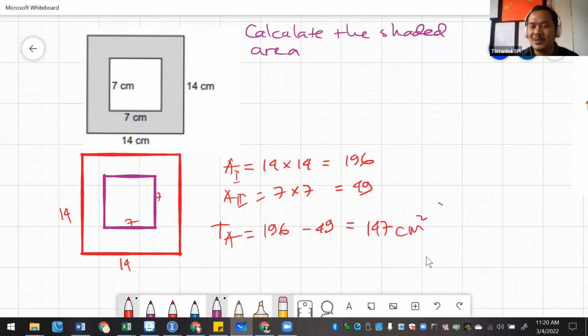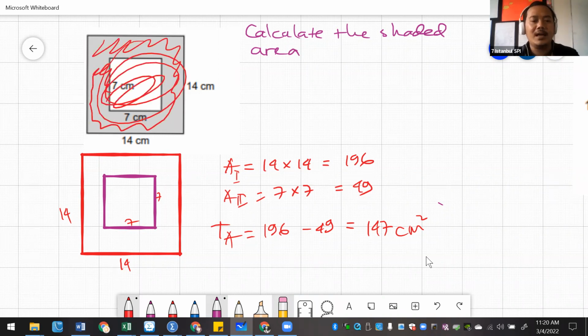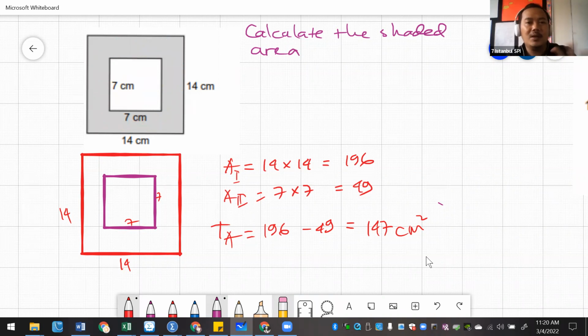So you need to see the shape first, I mean the picture, whether it's adding or subtracting depends. For this one, because you're only calculating the shaded area, which is just this part over here, it's not everything inside. Part of it has been taken out, so we subtract. Okay, thank you very much, Aira.